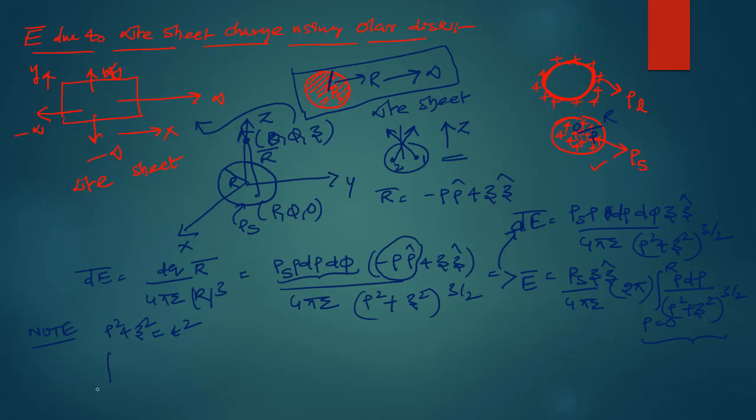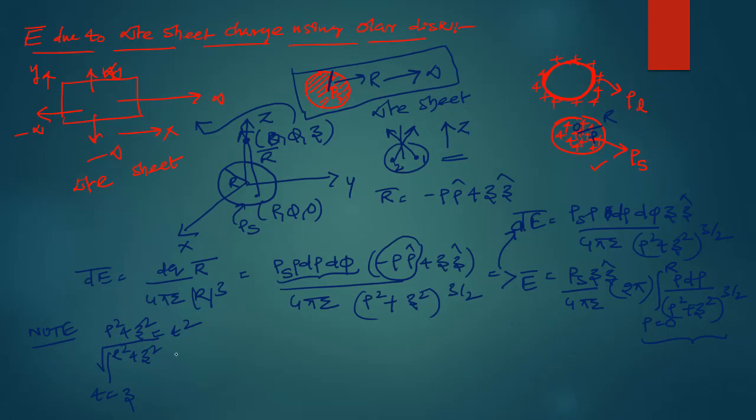So the integral: if you substitute rho is equal to 0, t is equal to z. If you substitute rho is equal to capital R, what is the t? Square root of R square plus z square we will get. These are the t limits.